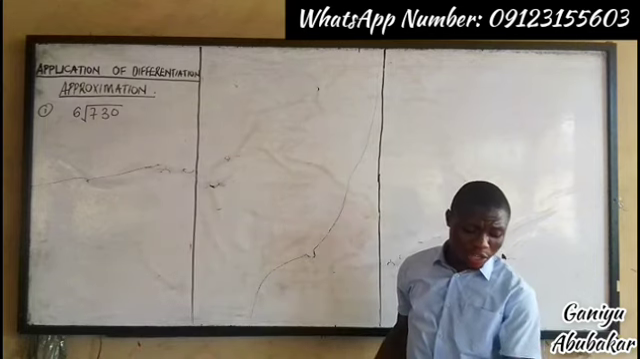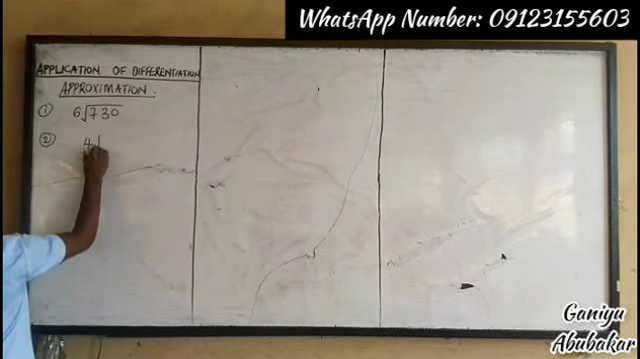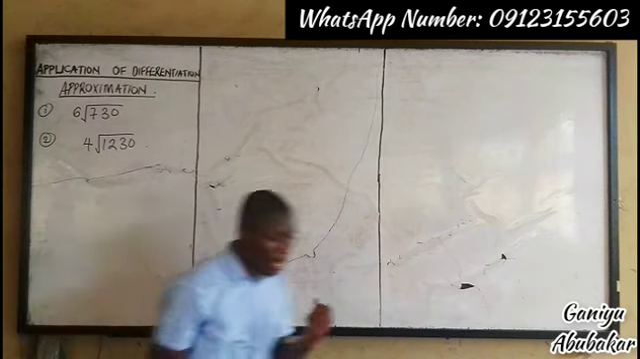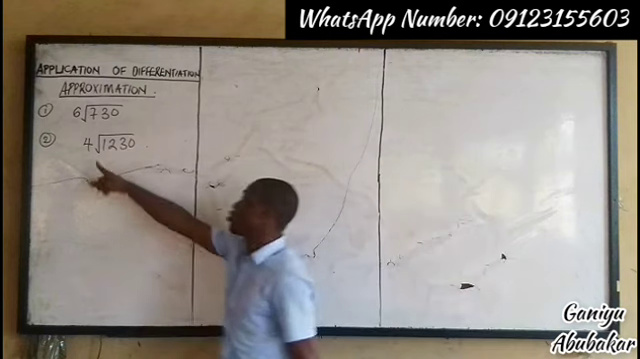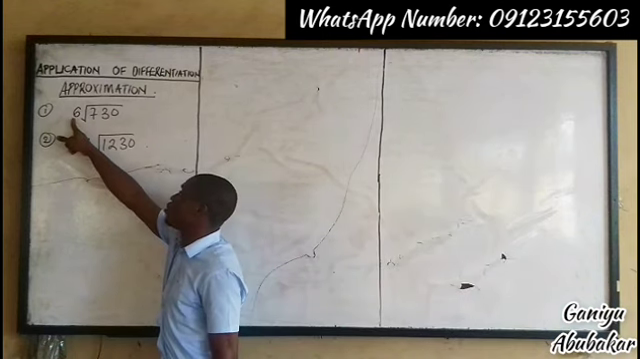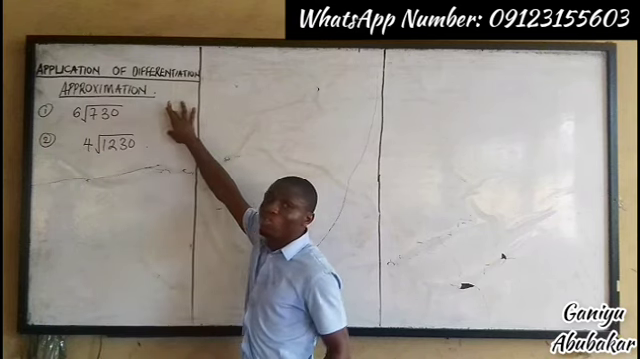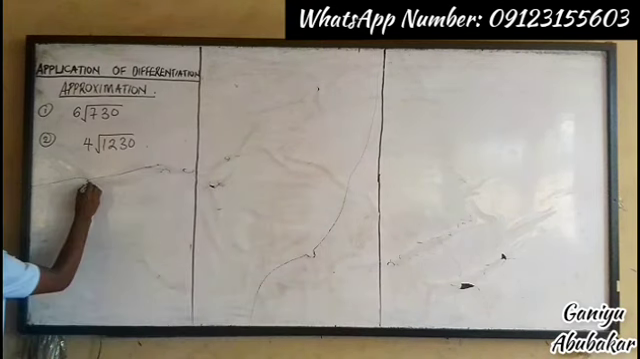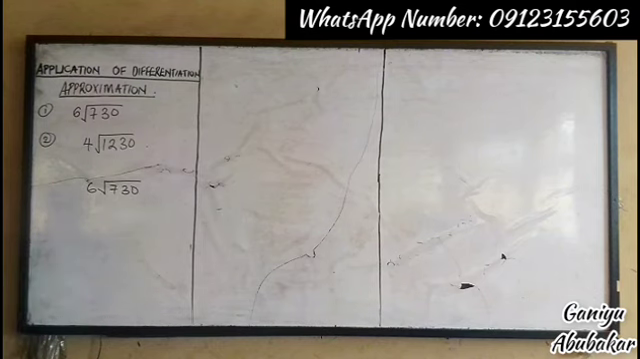And the other question says the fourth root of 130. The first one is the sixth root of 730. So I will do number 1, you do number 2, and drop your answer in the comments below. So for number 1, I'm having the sixth root of 730. I'm told to solve this using application of differentiation under approximation.